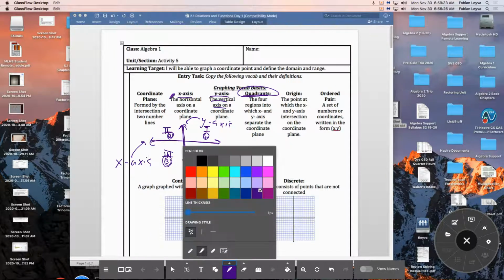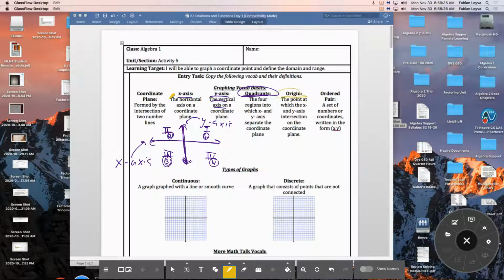Now, to go a little bit further and add some more vocab, let's talk about the origin. The origin is just the point at which the x and y axis intersect on the coordinate plane. So if I look at my x and y axis, they intersect right there in the middle, and that middle point is called the origin. It's where they meet.